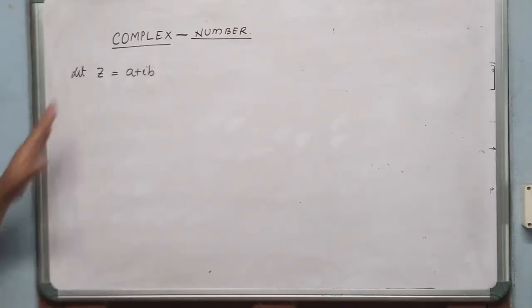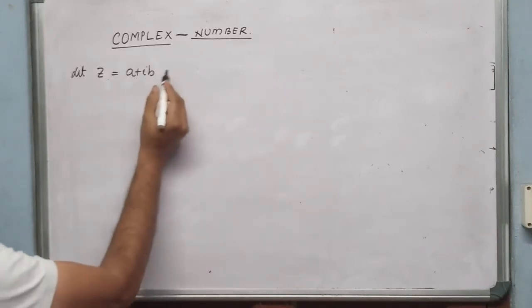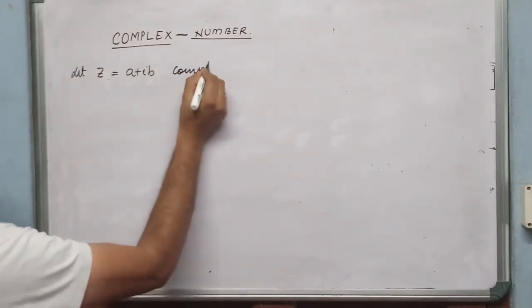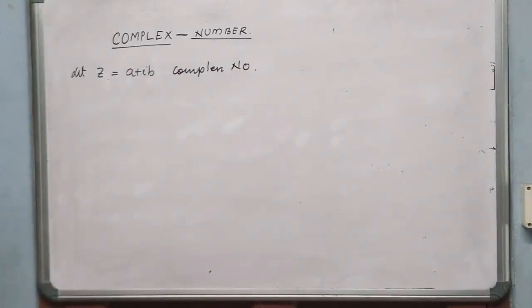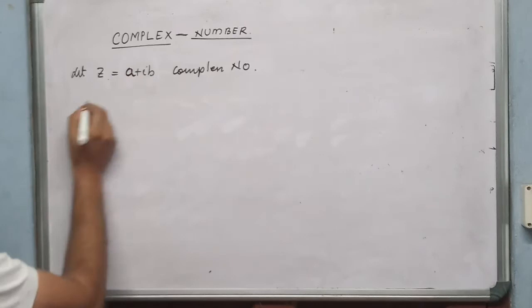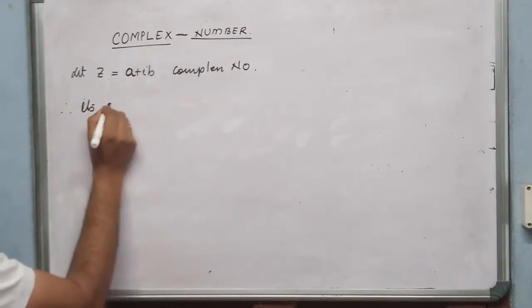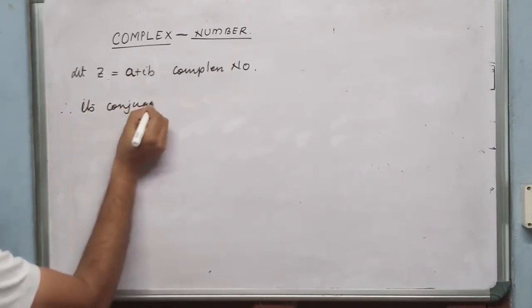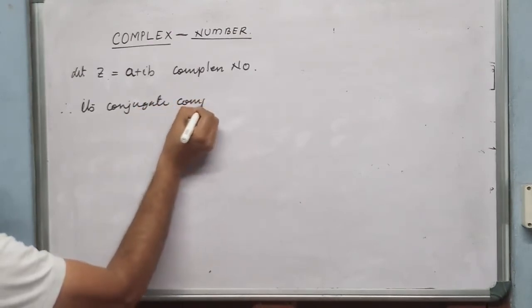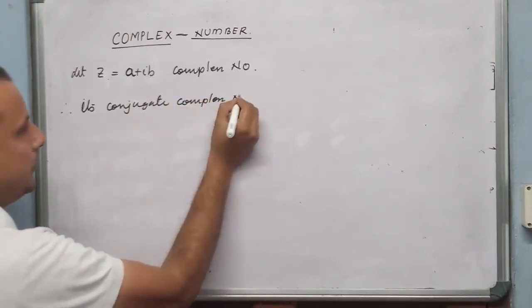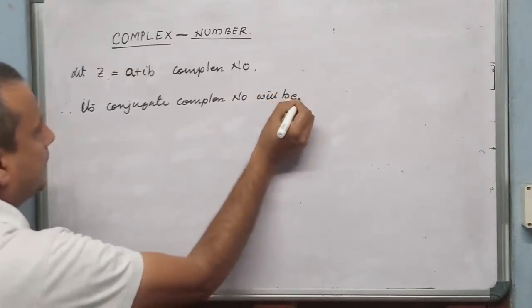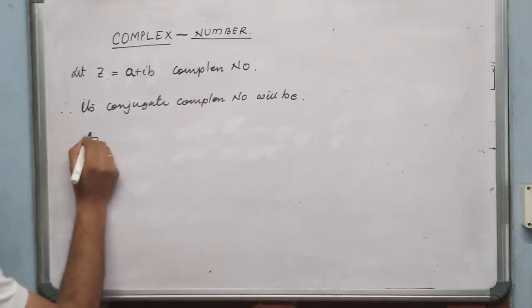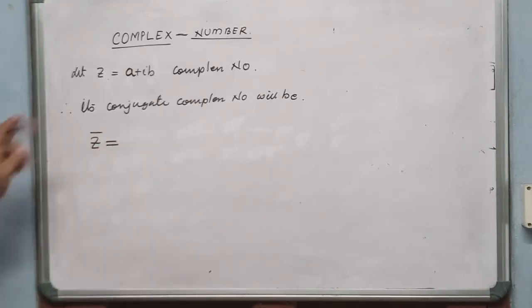Let this one be a complex number. Let Z equals a plus ib be a complex number. Therefore, its conjugate complex number will be, conjugate means Z bar. Z equals a plus ib, its conjugate complex number will be?